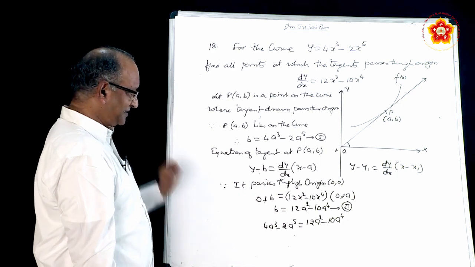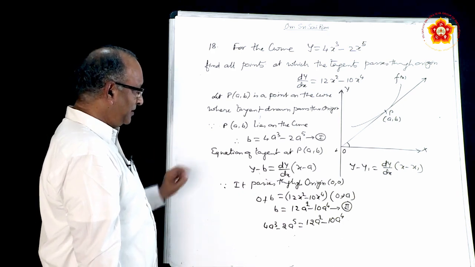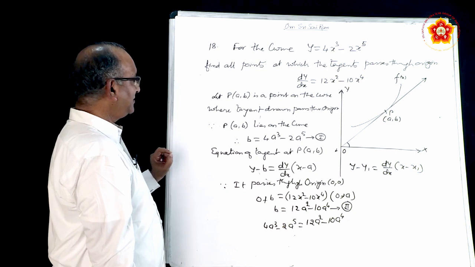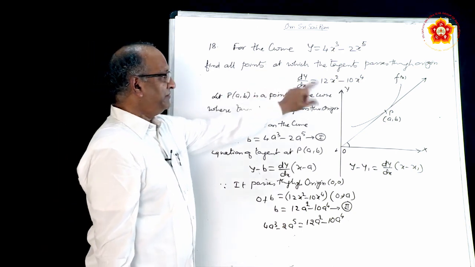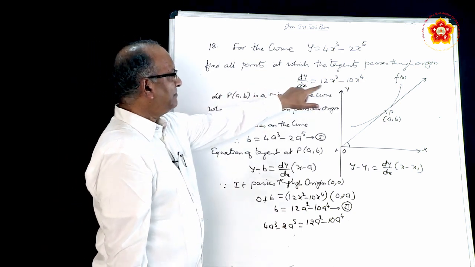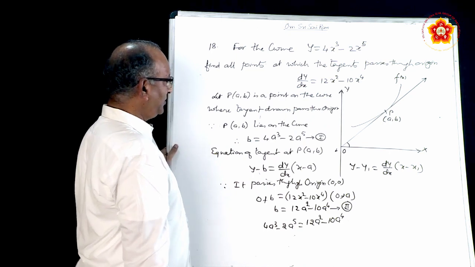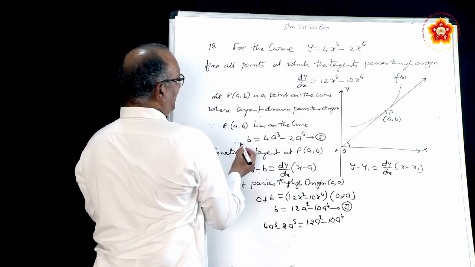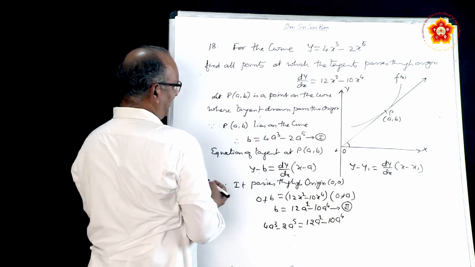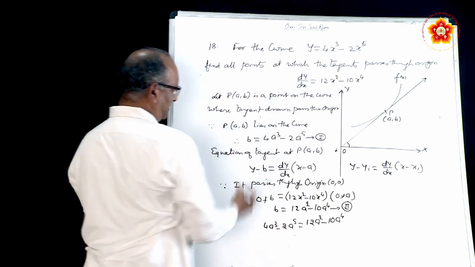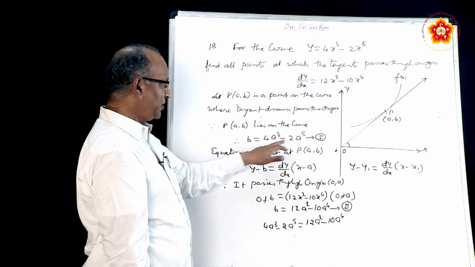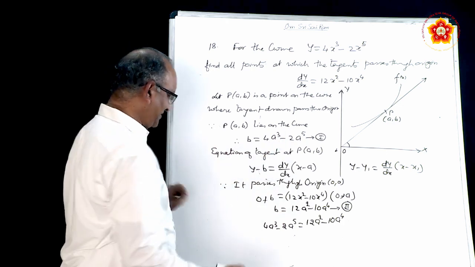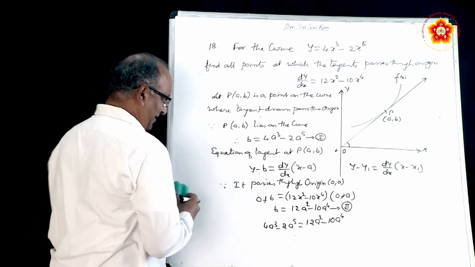There is a small mistake which has happened. Let us find out the mistake. This is the derivative, 12x square minus 10x to the power 4, and the equation of the curve is 4x cube minus 2x to the power 5. So, it is passing through (a, b). So, 4a cube minus 2a to the power 5. Yes, the mistake is here.